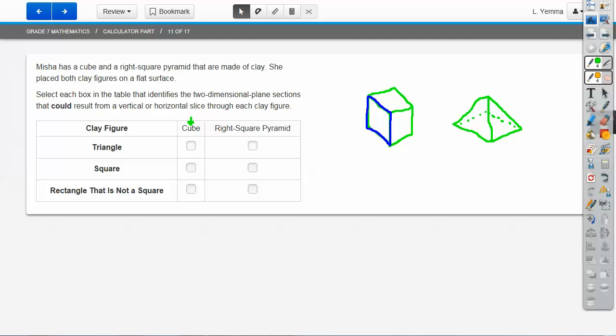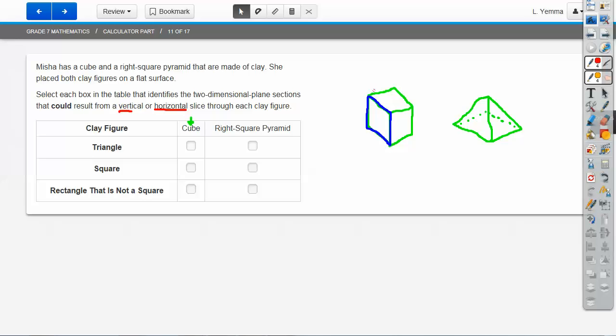What I'm going to be able to do is cut both of the figures using a vertical or a horizontal line. But that's it. And I'm being asked whether I can produce a triangle, a square, or a rectangle that is not a square from these cuts based on my cut line. So let's look at the cube first.